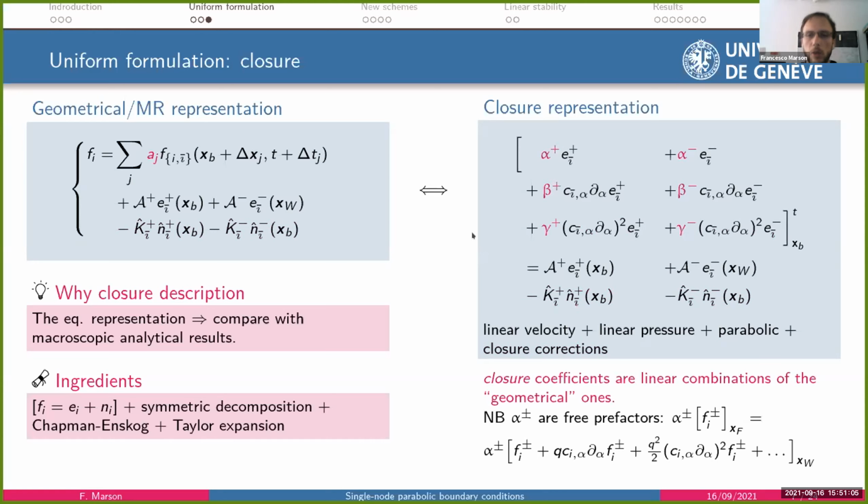Here, it is important to notice that these new coefficients of the closure relation of the equilibrium are linear combinations of the geometrical coefficients that define the boundary schemes. Finally, this alpha plus and alpha minus in the closure relation play the role of free prefactors. If you do the Taylor expansion close to the boundary, you will realize that they are prefactors of this expansion. So somehow they are free parameters that allow us to say that we have a family of schemes made basically of an infinite number of schemes.